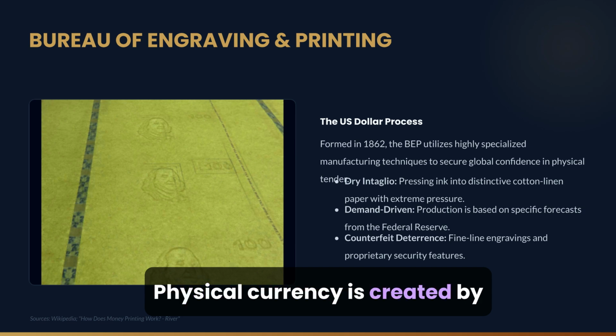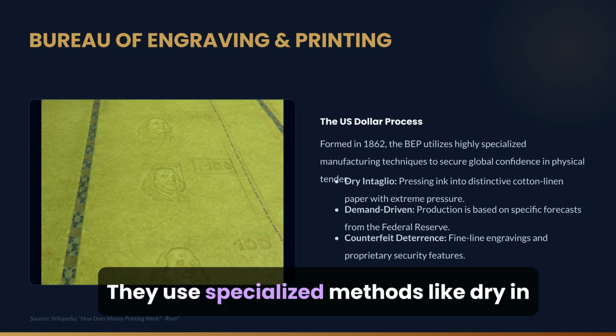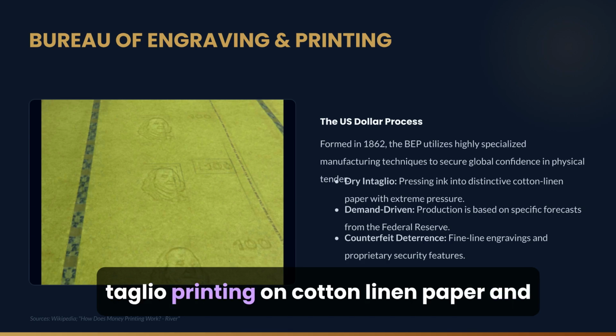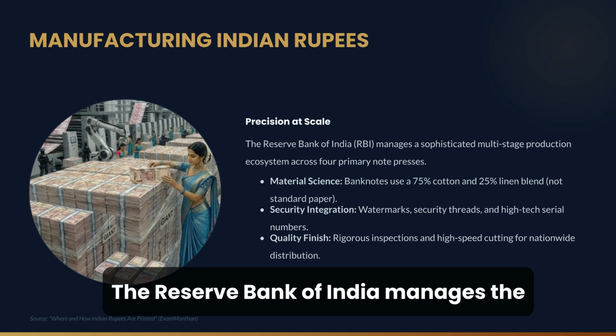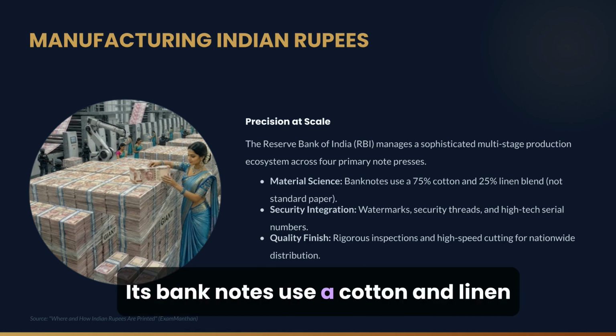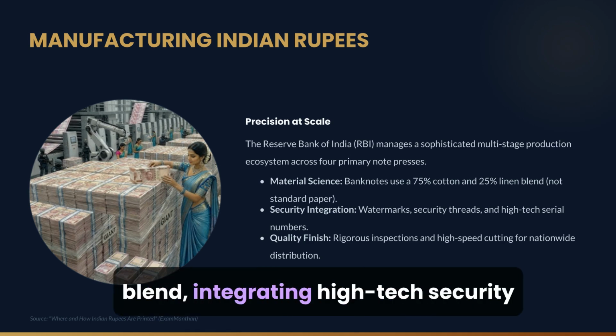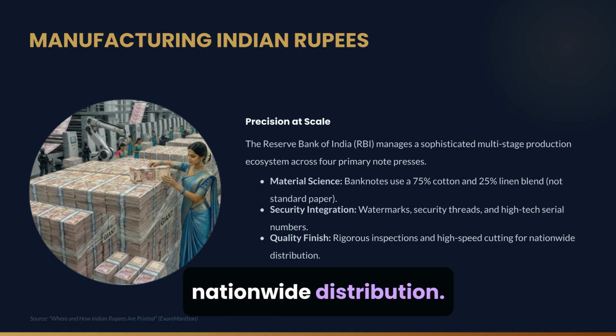Physical currency is created by institutions like the Bureau of Engraving and Printing. They use specialized methods like dry intaglio printing on cotton linen paper and incorporate security features to prevent counterfeiting. The Reserve Bank of India manages the precision at scale required for the Indian rupee. Its banknotes use a cotton and linen blend, integrating high-tech security features and rigorous quality checks for nationwide distribution.